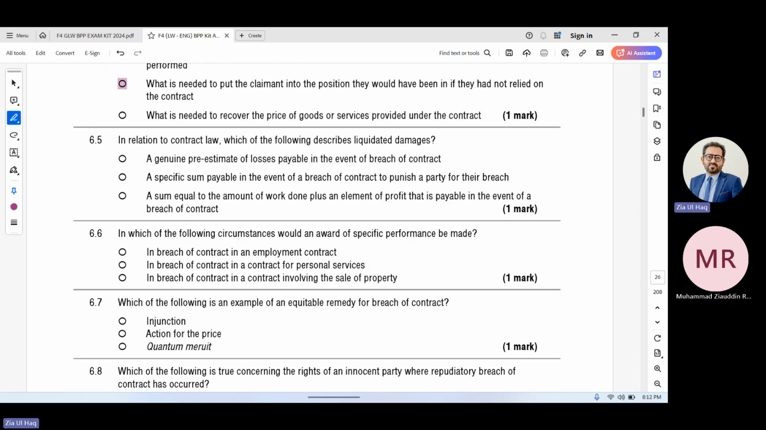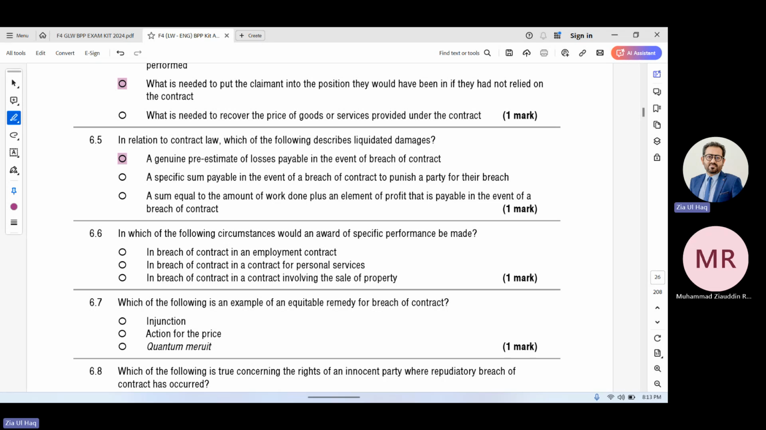6.5. In relation to contract law, which of the following describes liquidated damages? A genuine pre-estimate of losses payable in the event of breach of contract. So that is liquidated damages, which we discussed the definition of in the book. A specific sum payable in the event of breach of contract to punish a party for their breach. So that is not liquidated damages. A sum equal to the amount of work done plus an element of profit that is payable in the event of a breach of contract, that is not either. So option A, pre-estimate of losses.